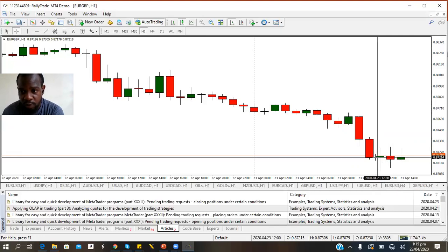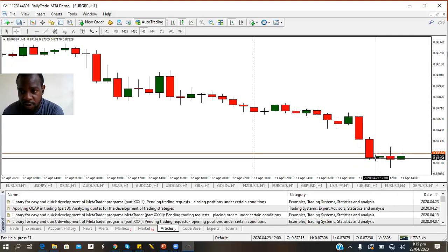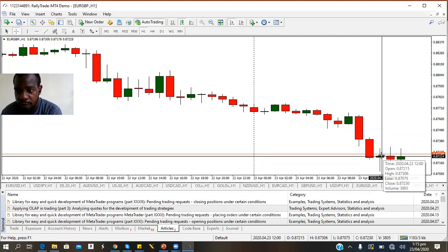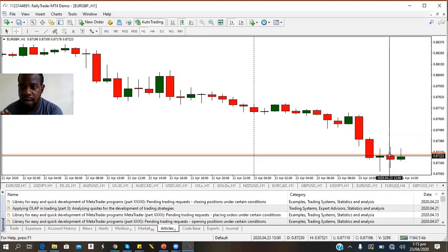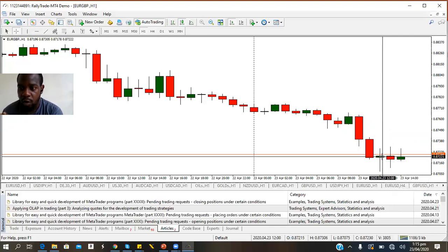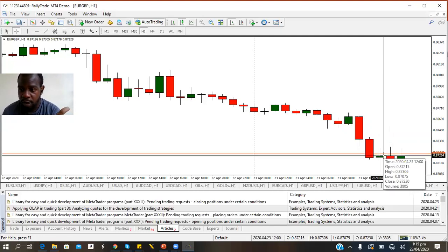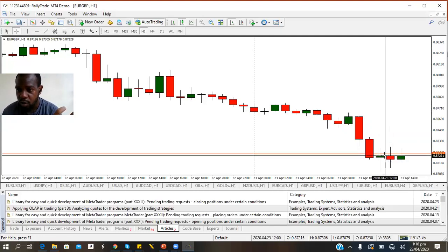So immediately this candle, between 11 to 12, closed. By 12 o'clock, another candle opened. Where does it open? It opens where the last candle closed. So it opened at this point. It opened at 0.87231.